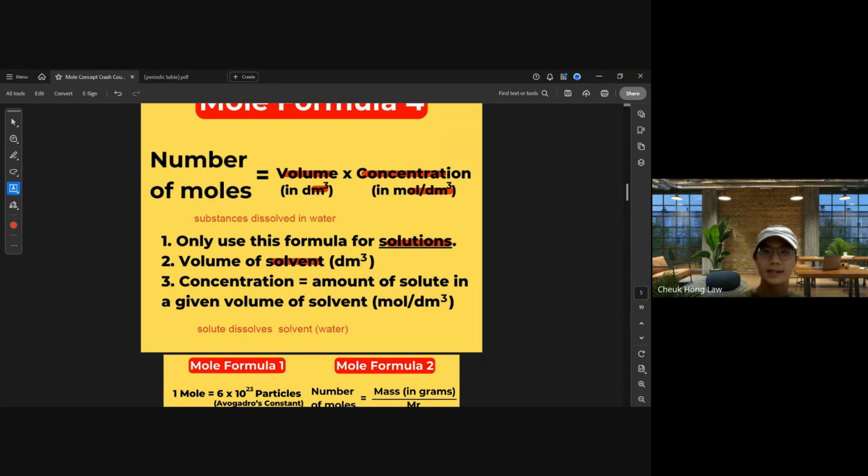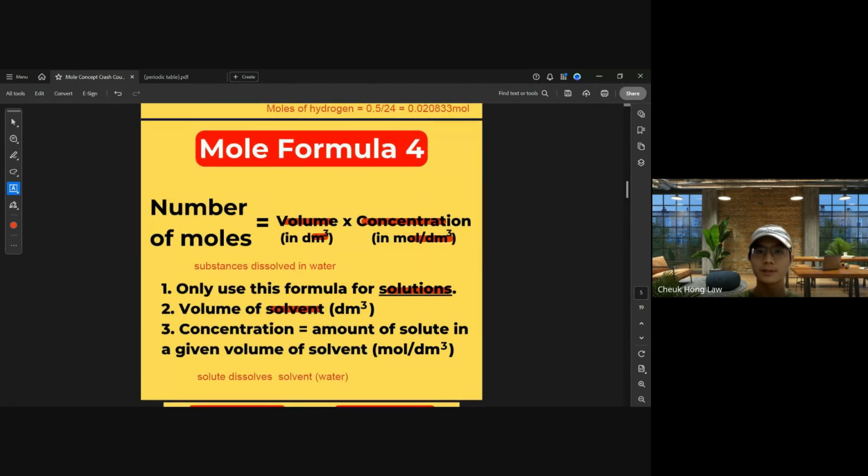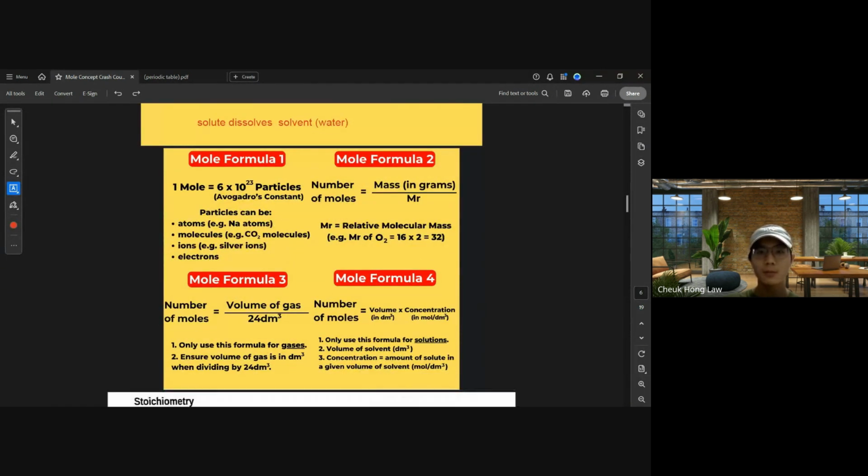Okay. So this mole formula is only used for solutions. Okay. Volume times concentration. All right. So I put these four formulas together so you guys can refer to it easily.